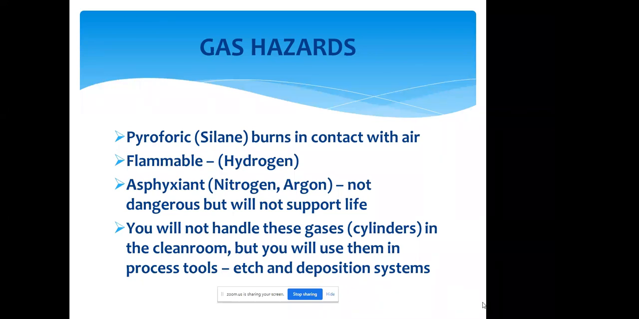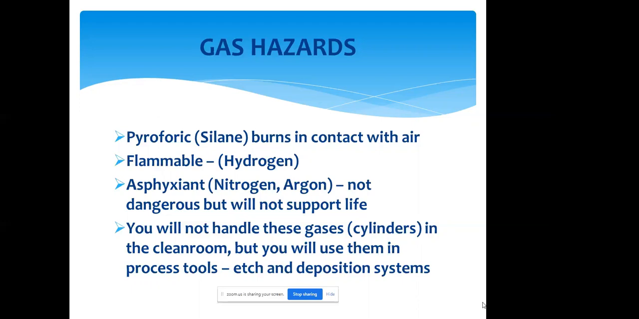These are some of the gases that we have in our clean room, and I'm sure they are not specific to our clean room. Most clean rooms probably have xylene, which if it gets in contact with air, is a spontaneous combustion, or hydrogen, which is flammable. You have nitrogen and argon, which will suck oxygen out of the air. But in most places, these gases are contained in gas cabinets, and you have monitors.